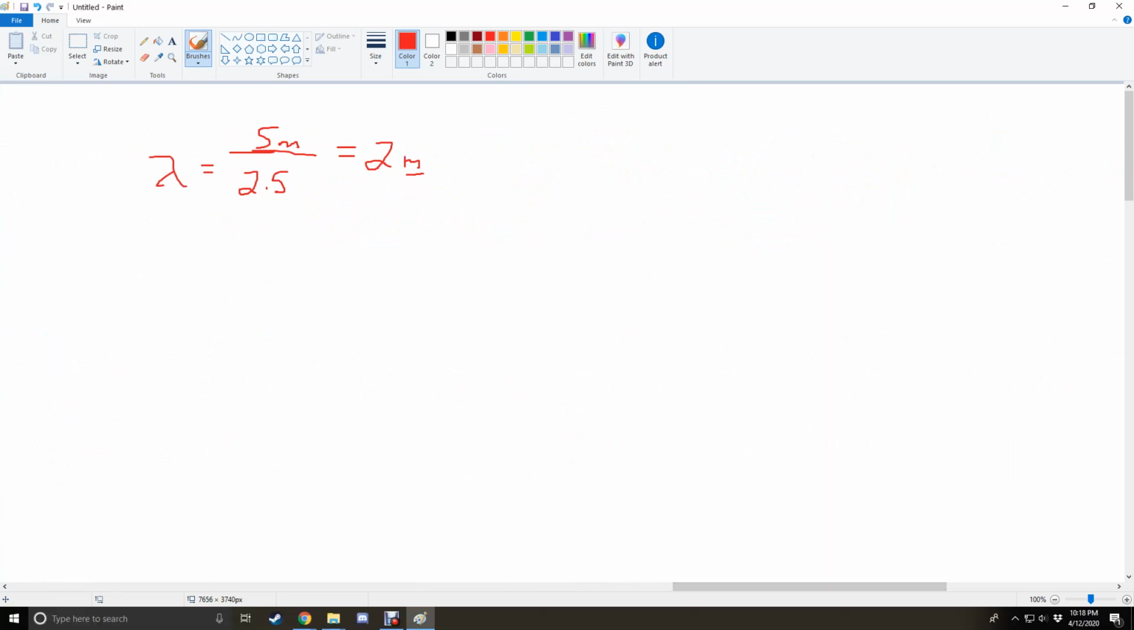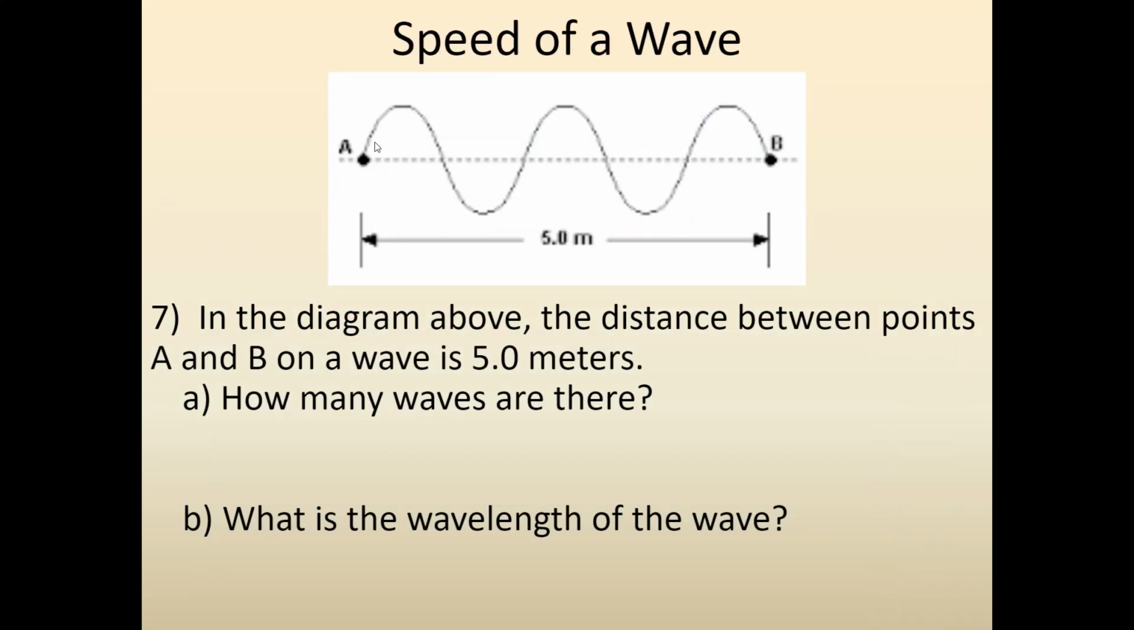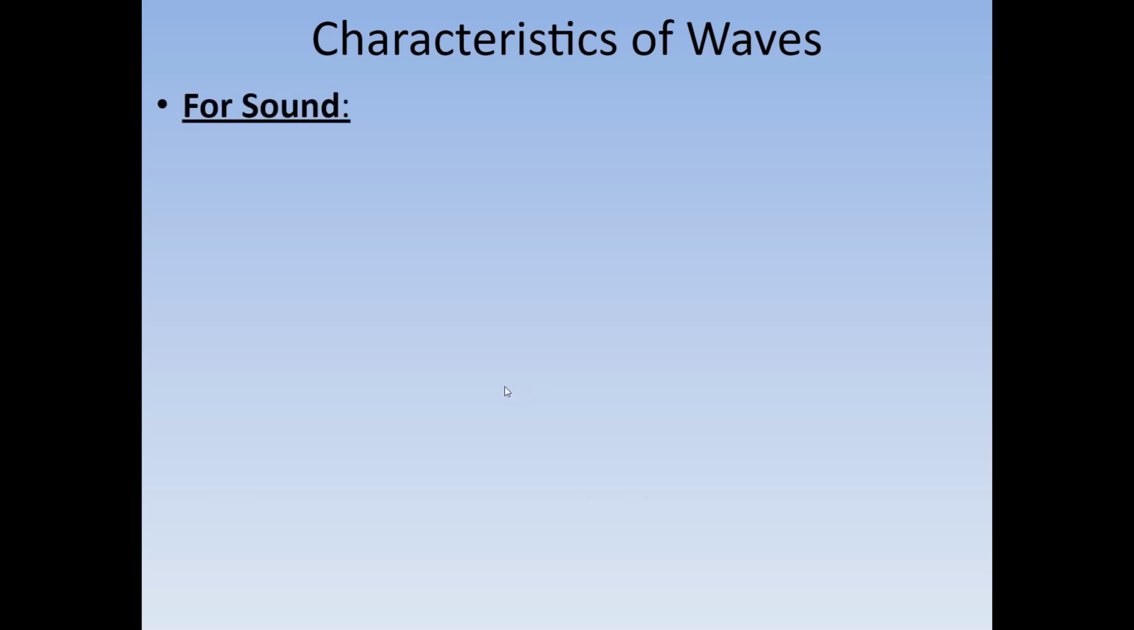We can also just quickly double check that this makes sense. 2 meters, 4 meters, and then this is half a wave, so that would be 1 extra meter, which gives us the 5 meters. All right.